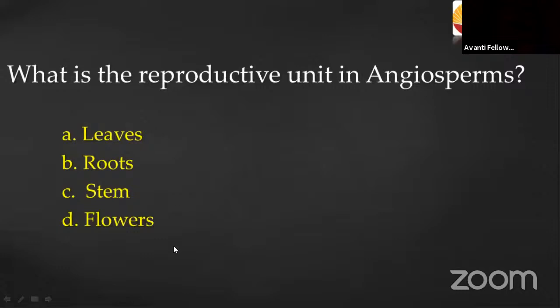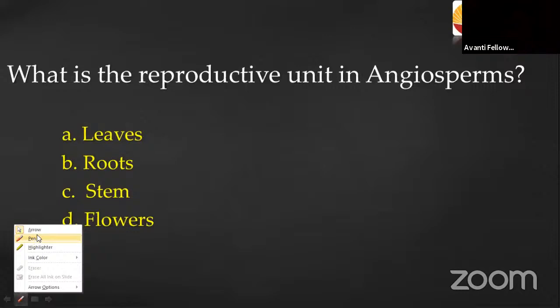Okay, so I'm ending the poll now because time is done. So results are somewhat like this. 94% people have chosen option B, and 6% people have chosen option A. Yaar, what were you thinking when you chose that? Okay, let's see here. What is the reproductive unit in angiosperms?